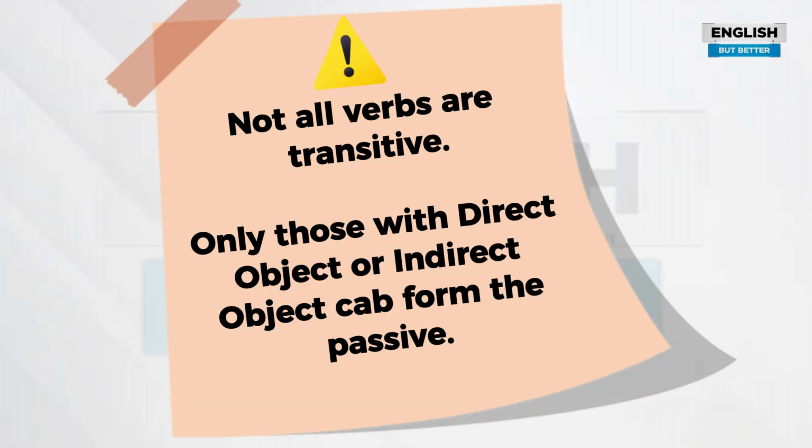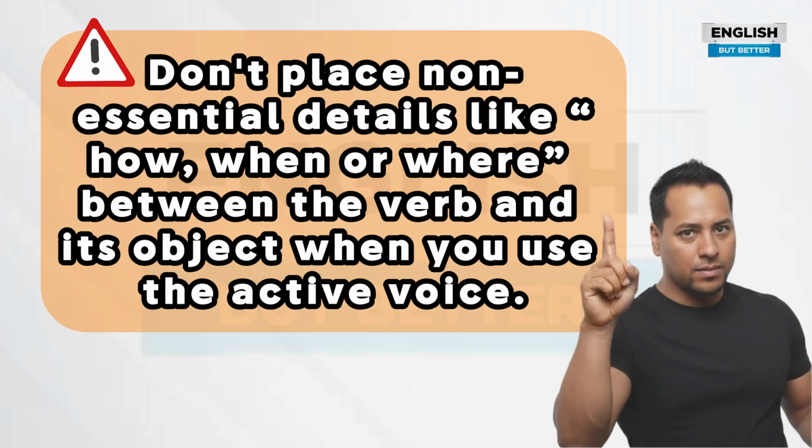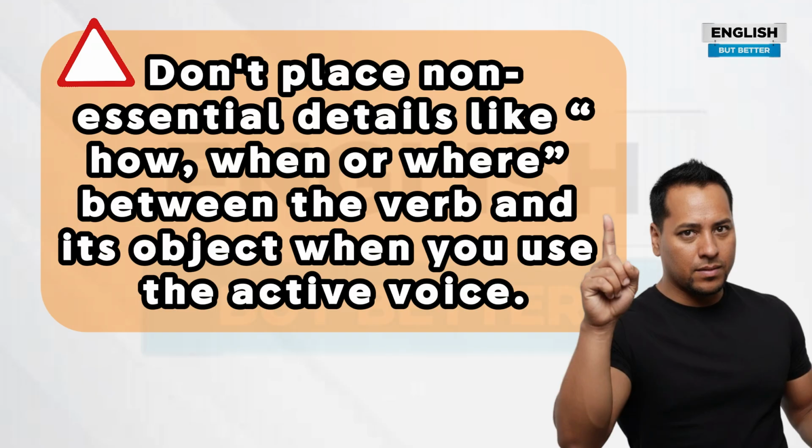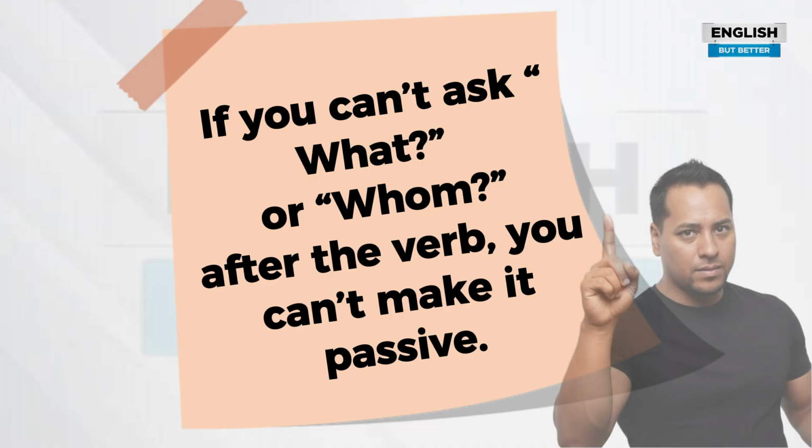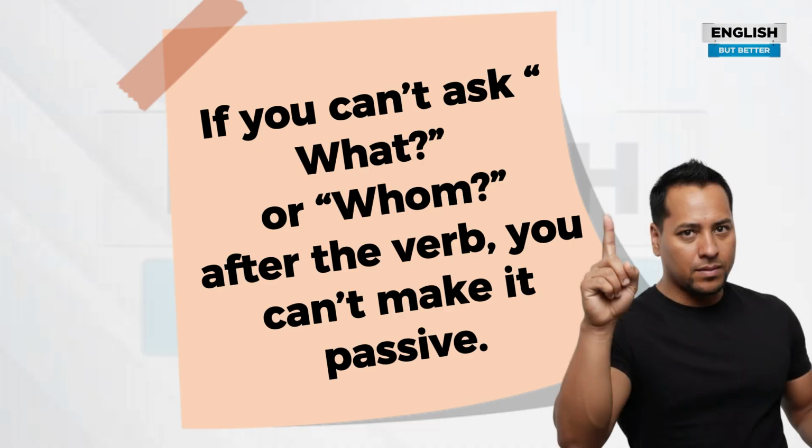However, not every verb is transitive. Only verbs with a what or whom can be used in the passive. Be careful not to put non-essential details like how, when, or where between the verb and its object when you use the active voice. I explained this in my other video about transitive verbs, link in the description. A quick reminder: if you can't ask what or whom after the verb, you can't make it passive.